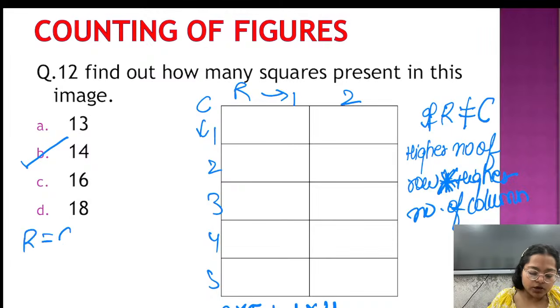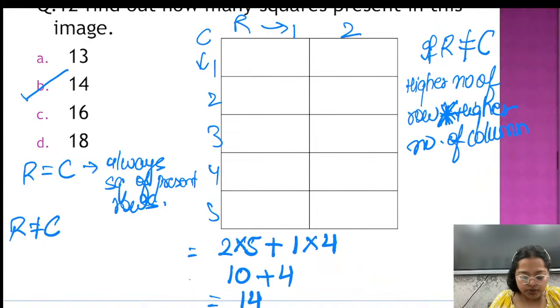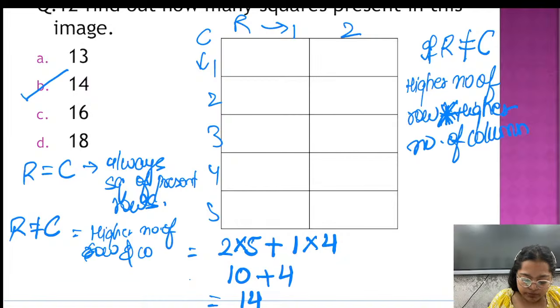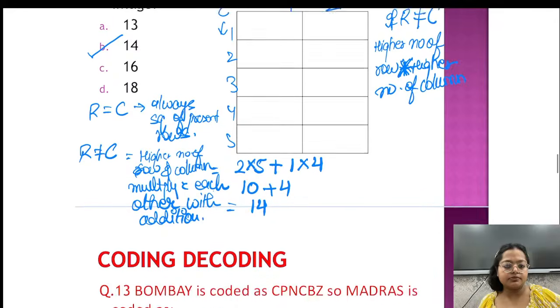Two rules you have to learn. If rows and columns are equal, always square the present rows. If rows and columns are not equal, then the higher number of row and column multiply with each other, with addition. These are the two rules you have to learn.